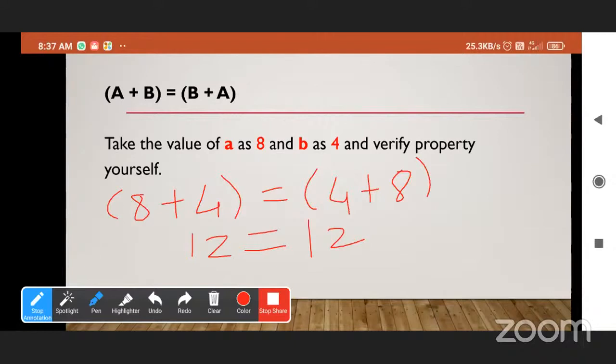It is 24. Right or no, we don't have to add it. 12 is equal to 12. So the property is right or wrong? Right. Yes. Good.